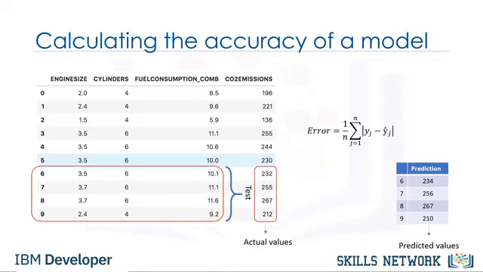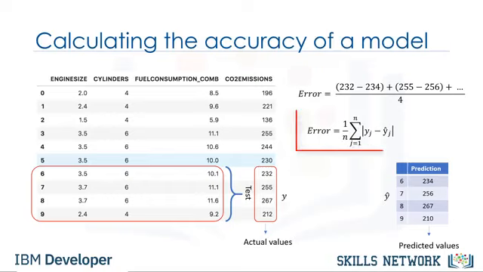Let's look at one of the simplest metrics to calculate the accuracy of our regression model. As mentioned, we just compare the actual values, y, with the predicted values, which is noted as y hat, for the testing set. The error of the model is calculated as the average difference between the predicted and actual values for all the rows. We can write this error as an equation.